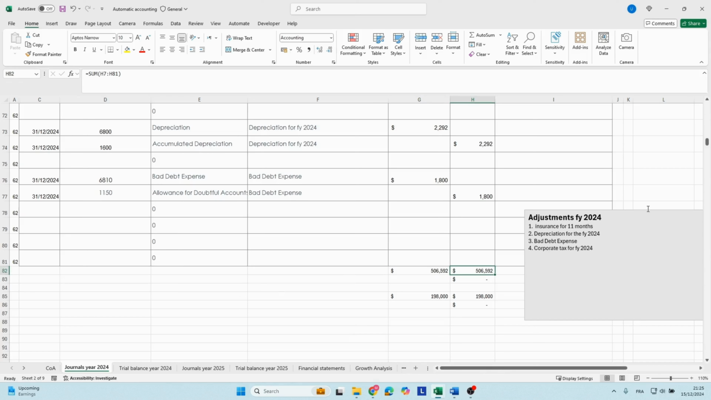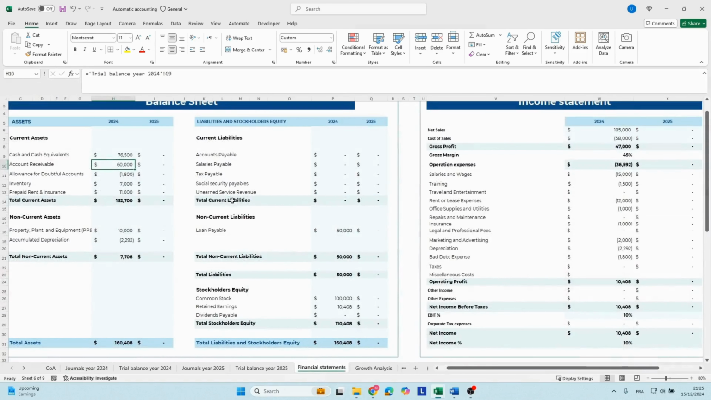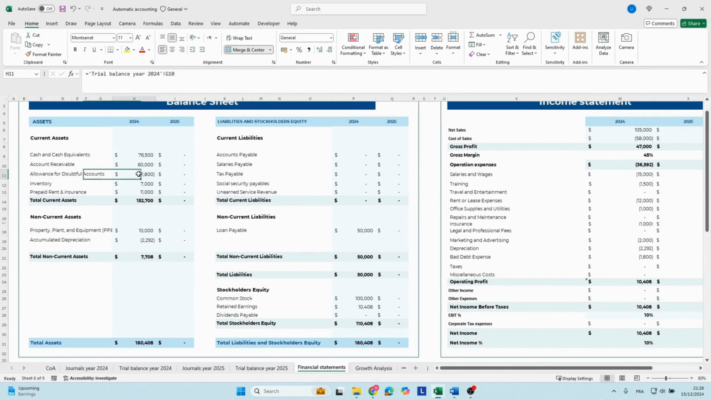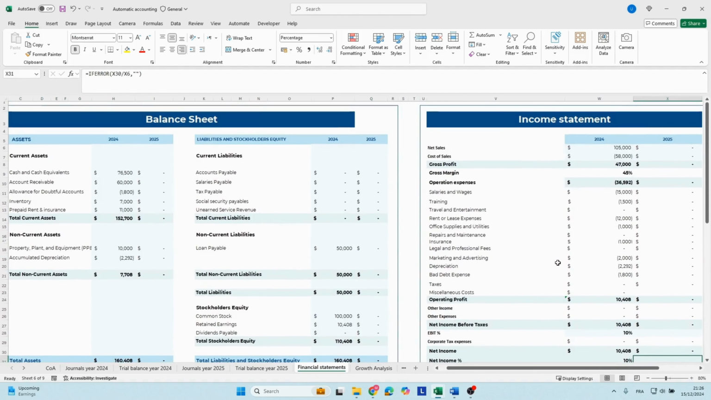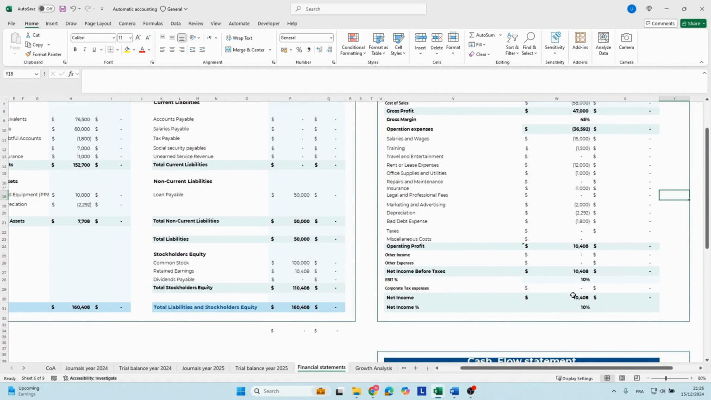Now the last transaction for the year 2024 will be booking the corporate taxes. In order to do so, we need to go to the financial statement. First, we need to check if our value is correct and see if our financial statement is correct. Our debit equals our credit. You see our income statement for the year, and you see there is net income before taxes of 10,408. So this is the amount of the net before taxes. We need to multiply this amount by the corporate tax rate to get the amount of the tax.